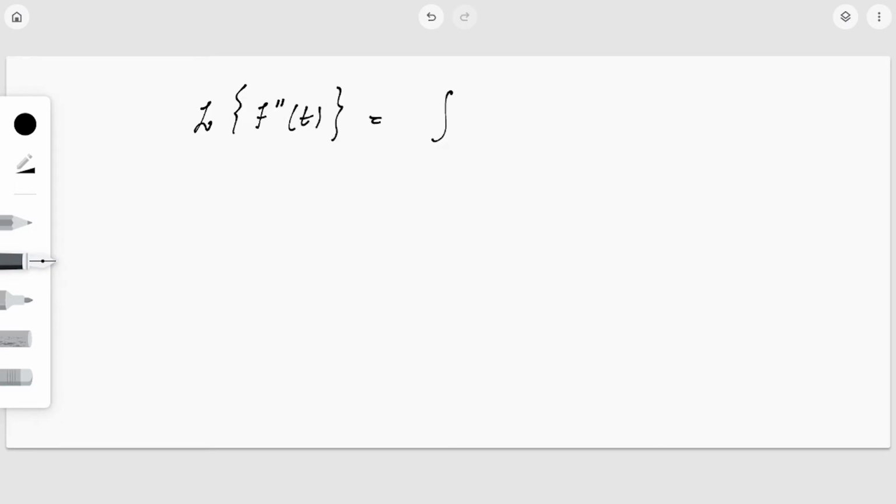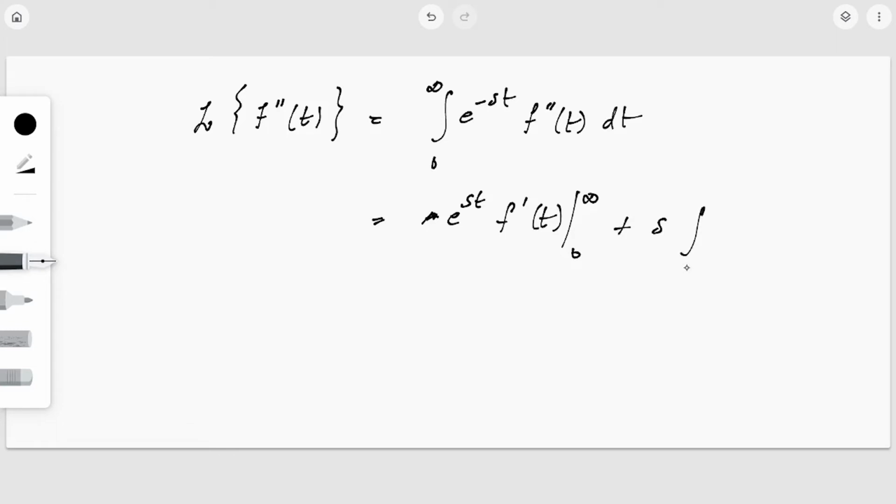This is nothing but integral 0 to infinity e raised to minus st f double dash of t dt. So this will be minus e raised to minus st into f dash of t, varying from 0 to infinity, plus s into integral 0 to infinity. Here also again we will be applying the integration by parts and solving it.